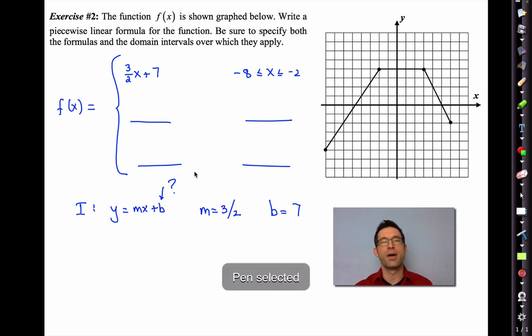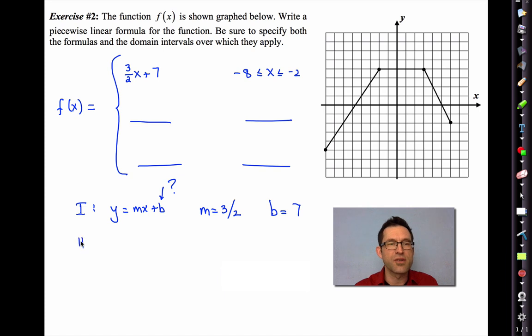And I'm going to go back to my pen. Let's go with the second section, this one. Now that's actually pretty easy. And the reason that's easy is that is a constant. Okay, that is an absolute constant.